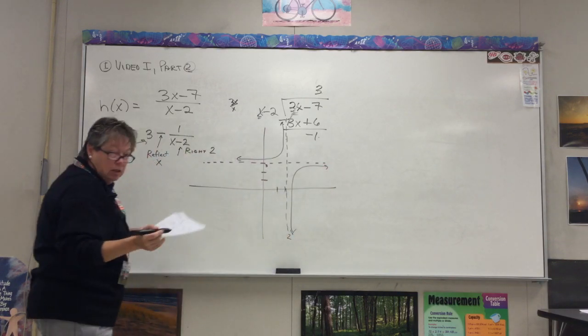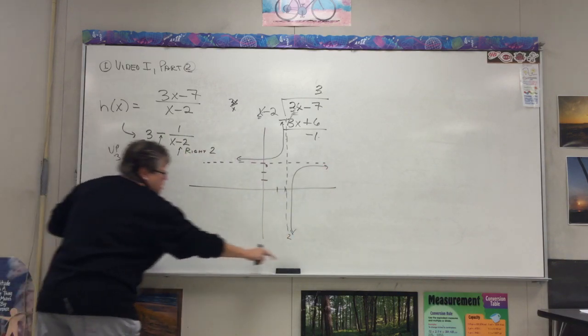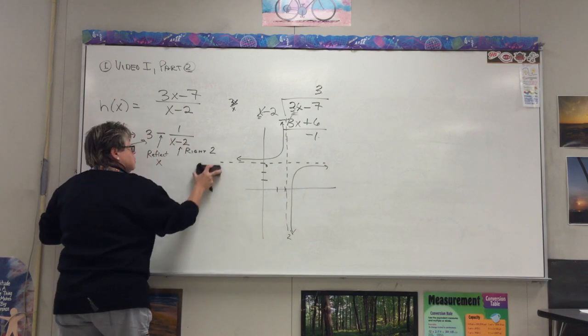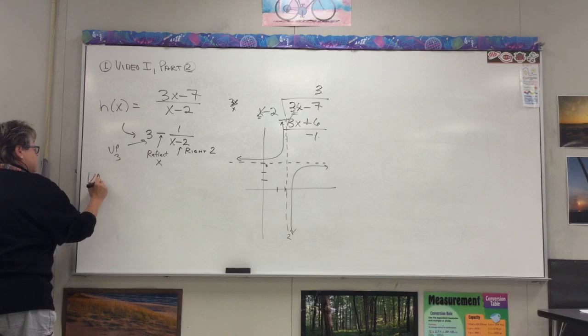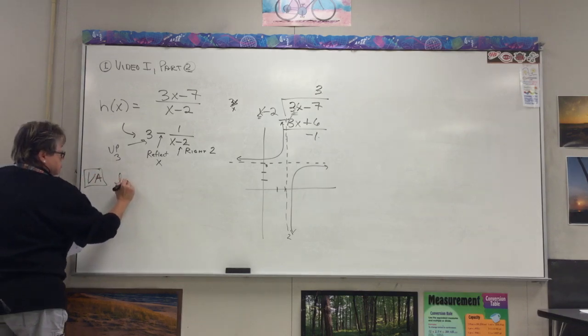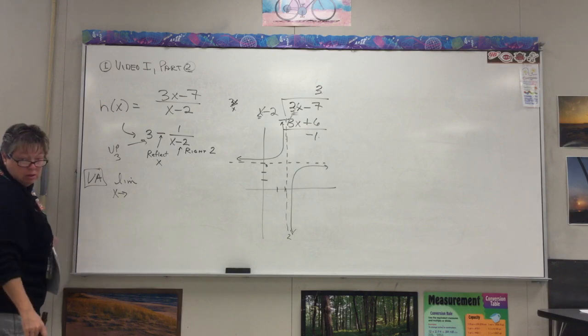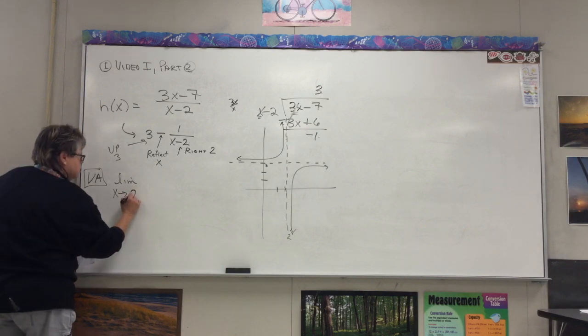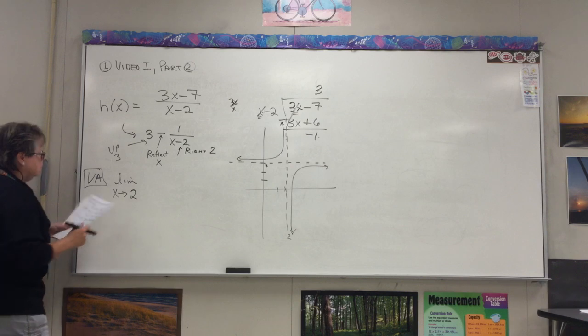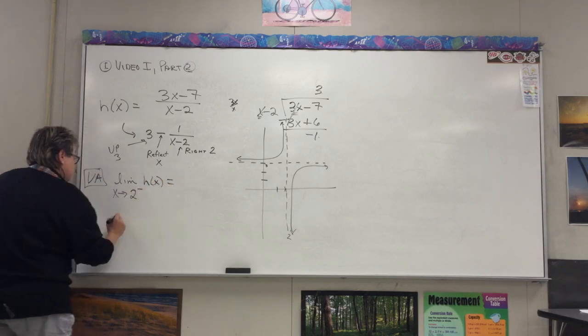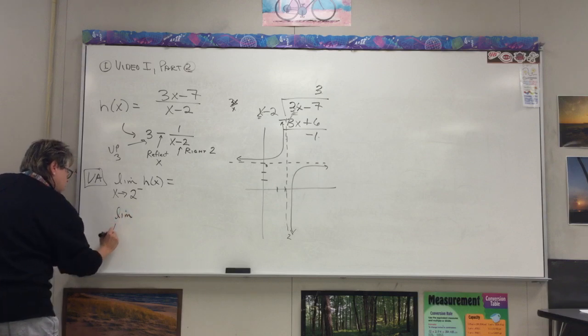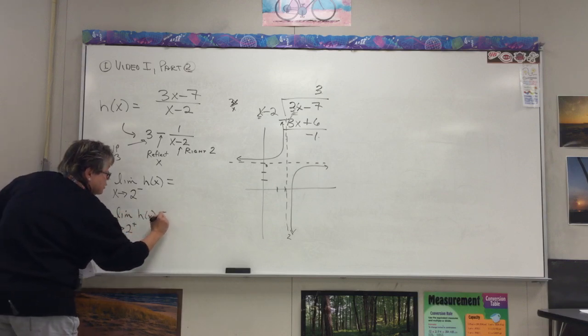Okay, so then if we look at our limit statements to see if we can confirm what we think we know, for VA, let's do the limit as x approaches. Okay, what do you think is the VA? If you said 2, okay, from the left for h of x, and then you're going to do the limit as x approaches 2 from the right of h of x.